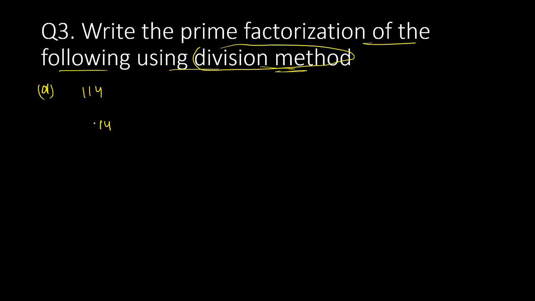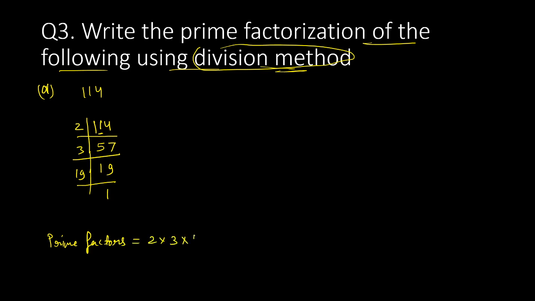First write 114 and divide by 2. 2 5s are 10, and it is 11, so 1 carry 14, 2 7s are 14. Now we can reduce by 3. 3 1s are 3, 2 carry 27, so 3 9s are 27, and 19 1s are 19. So the prime factors is equal to 2 into 3 into 19. This is the answer.